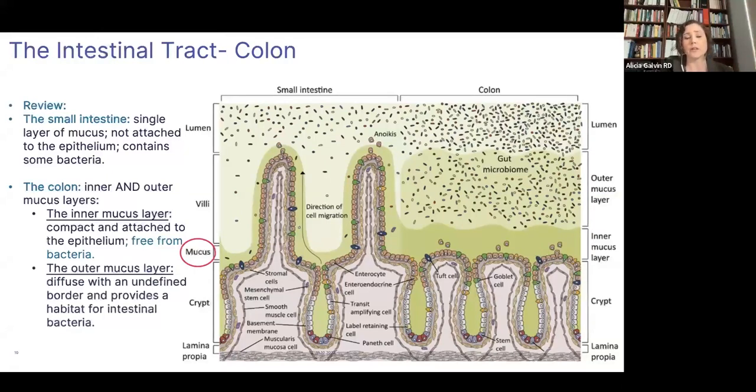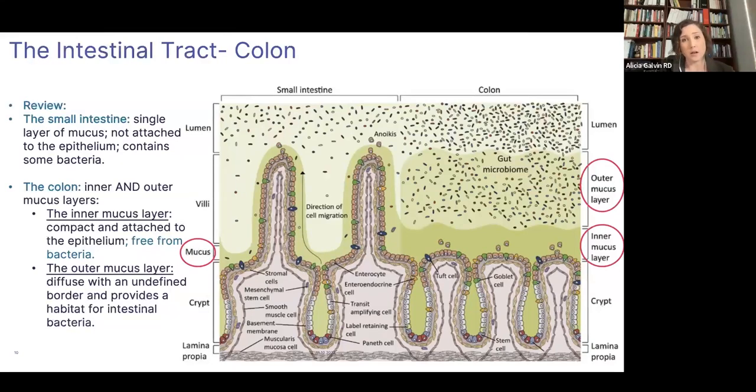And then the outer mucus layer of the colon does have some microbes. This is where a lot of those microbes live, but it's a really nice thick layer that we have going on in the colon here. So again, here's that inner and outer mucus layer in the colon, very different from what's happening in the small intestine, which makes sense because one of the small intestine's main roles is to digest and absorb nutrients. So we don't want a really strong, thick mucus layer in the small intestine because that's going to interfere with the function of the small intestine.